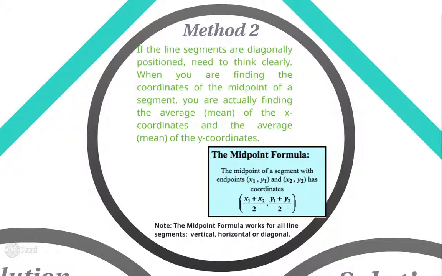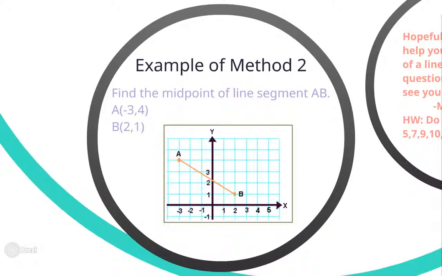So below here I have the midpoint formula for you so that you can see how to use the coordinates from any point that you are given. You need two coordinates to help you figure out the midpoint if you want to use this formula. And keep in mind that the midpoint formula works for all line segments, vertical, horizontal, or diagonal. So here's an example of method 2.